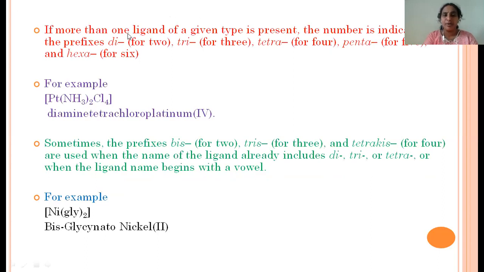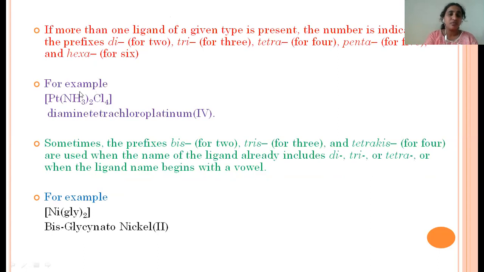Whenever more than one ligand is present in the complex, we have to use a prefix. If two ligands are present, we add the prefix di. If three ligands are present, we use the prefix tri. If four ligands are present, we use tetra, and so on, like penta, hexa.